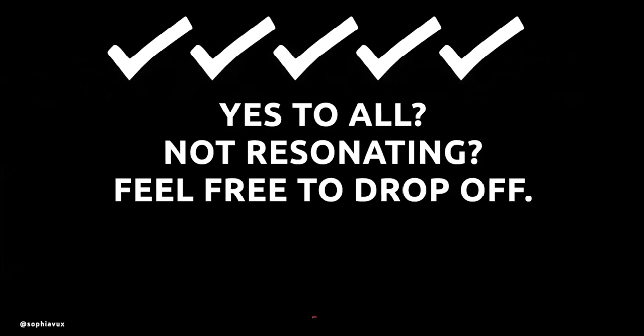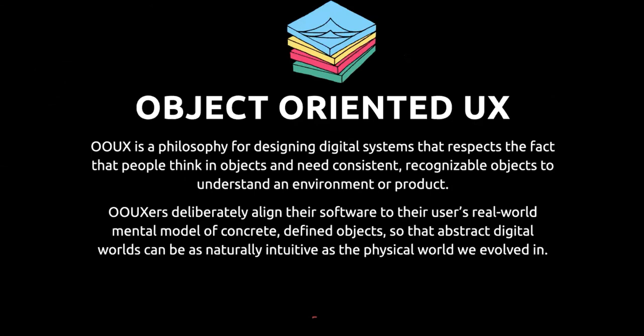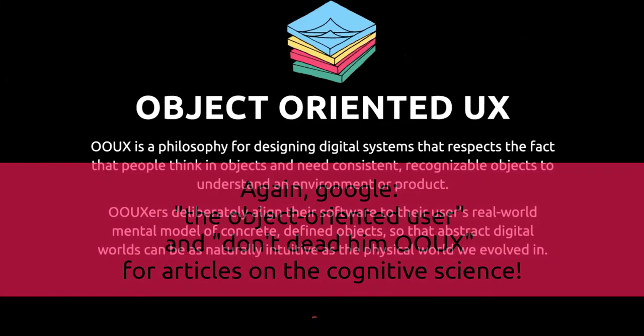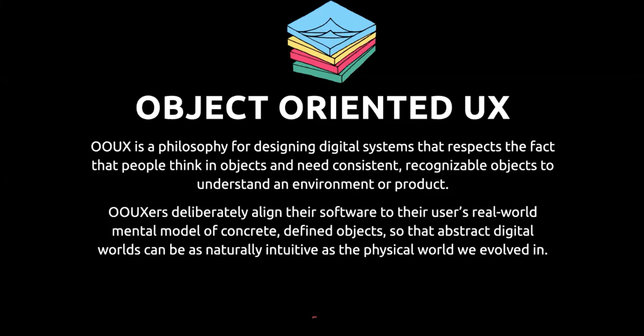I've got a present for you, and that's Object-Oriented UX. Object-Oriented UX is a philosophy for designing digital systems that respects the fact that people think in objects. And because people think in objects, people need consistent and recognizable objects to understand an environment or a product. So OOUX deliberately aligns our software to the user's real-world mental model of these concrete and defined objects.